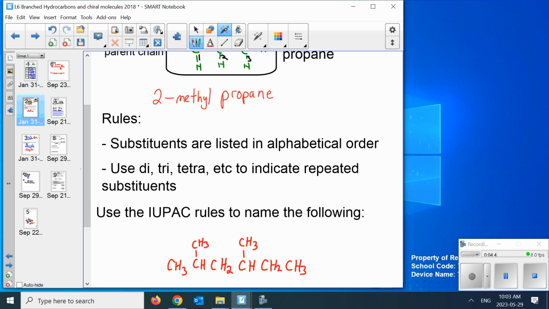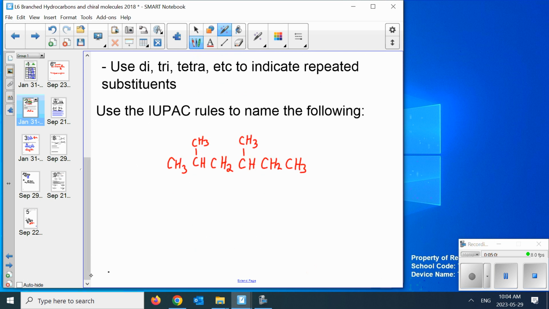Then another thing is if you had two methyl groups or something like this, you'd say dimethyl, trimethyl for three, tetramethyl for four, to indicate repeated substituents. But if you were talking about that alphabetical rule, if it was dimethyl, you would not use D as your alphabetical order. It's dimethyl, but it's still M for methyl, as far as which one is first. We'll learn to do by doing. But those are the basic rules. Let's just learn to do by doing.